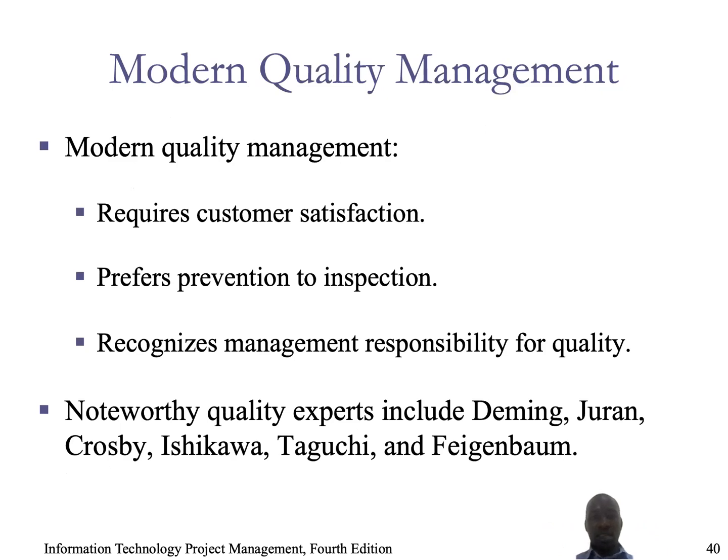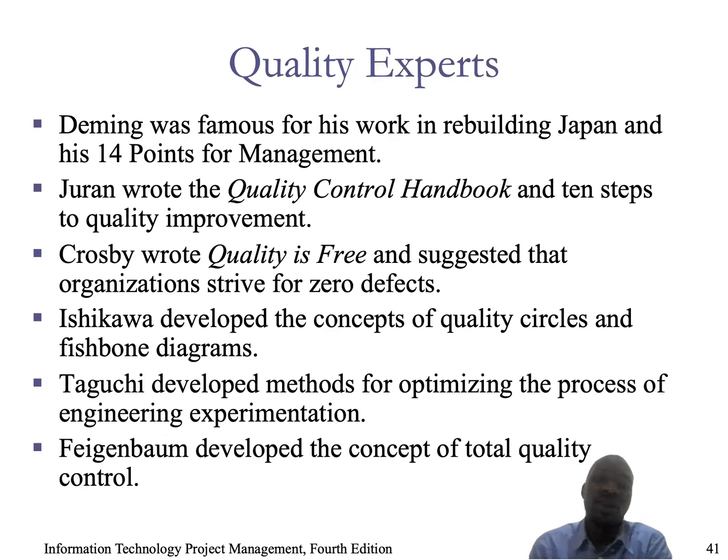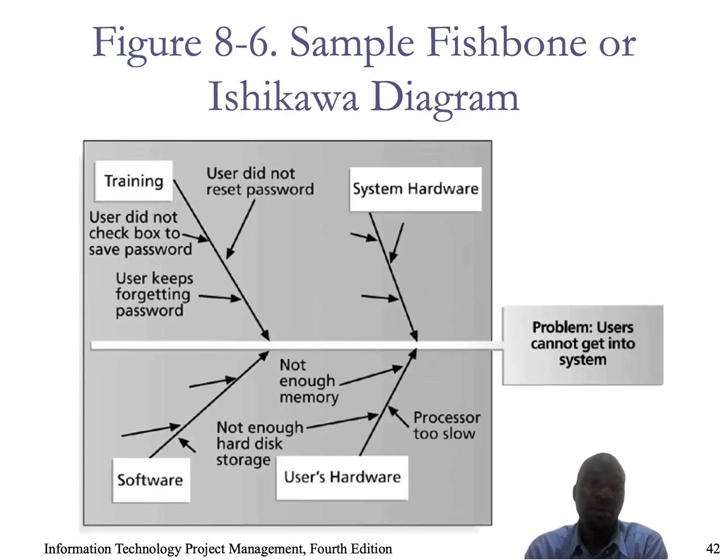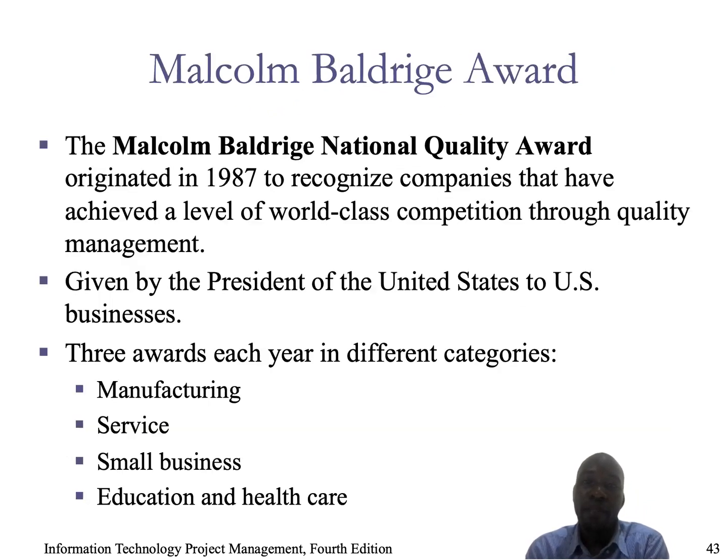Then modern quality management requires customer satisfaction and prevention over inspection. These are things you need to look through. Then we have quality experts. These are case studies that give a detailed view of what quality is. For example, the Malcolm Baldrige National Quality Award is organized to recognize companies that have achieved world-class competition through quality management, given by the president of the US.